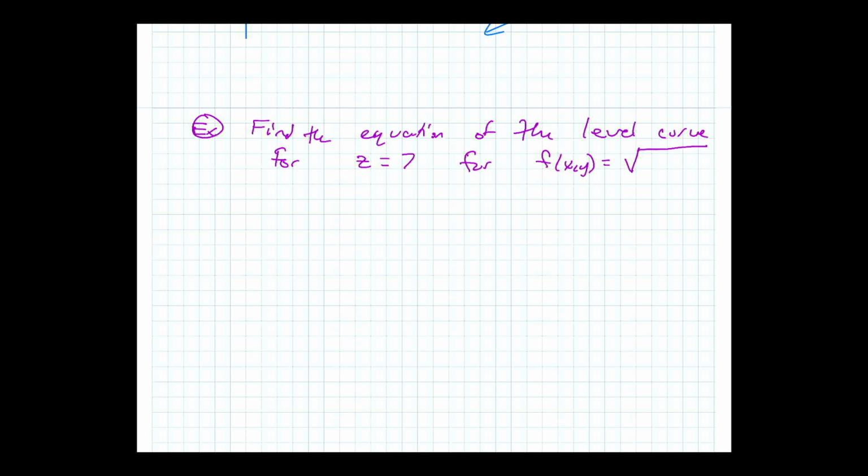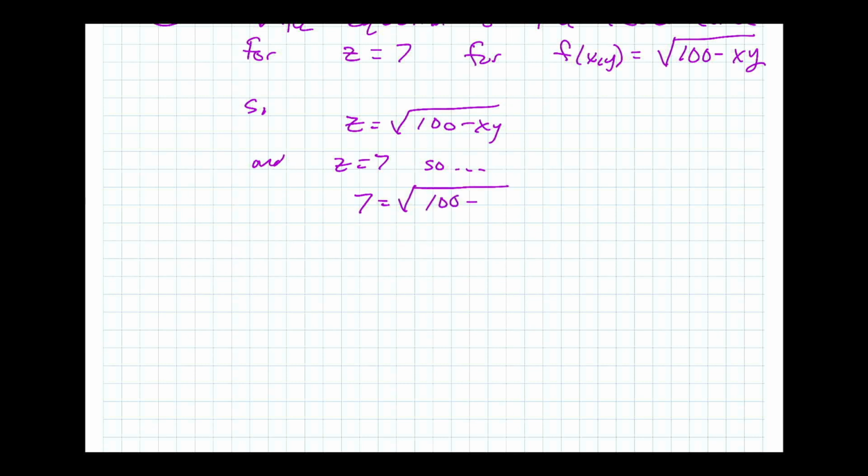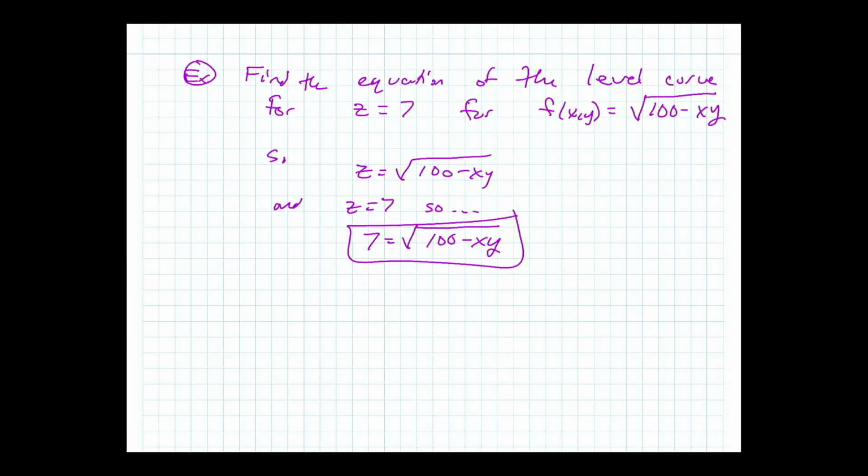So like square root of 100 minus xy, right? And there's really nothing to this, right? You simply just say, okay, so z equals square root of 100 minus xy, and z equals 7, so 7 equals square root of 100 minus xy, right? So there's really nothing to do there for finding the equations of the level curves. It's super simple. They just want to make sure you understand the concept.